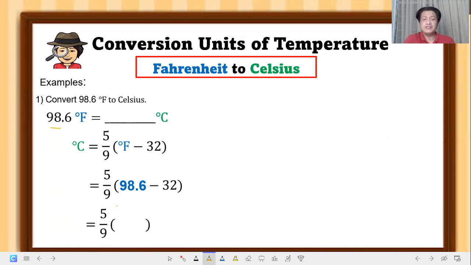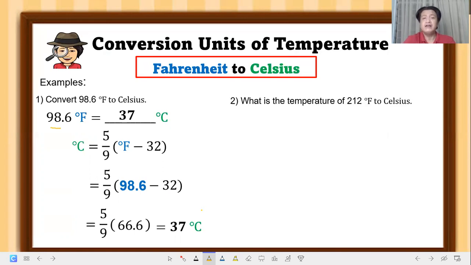Okay? So meaning to say, what is the difference of 98.6 minus 32? That is 66.6. Tsaka mo multiply by 5 divided by 9. Yan ngayon yung sagot natin. That is equal to 37 degrees Celsius. Ibig sabihin, this is a normal body temperature of a person. Okay? And let's have number 2.